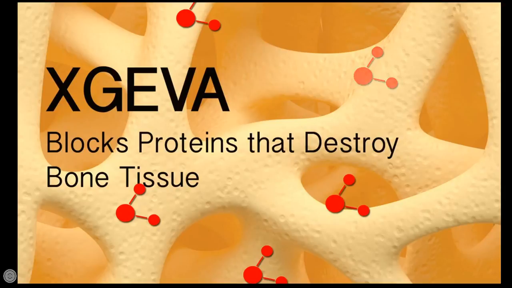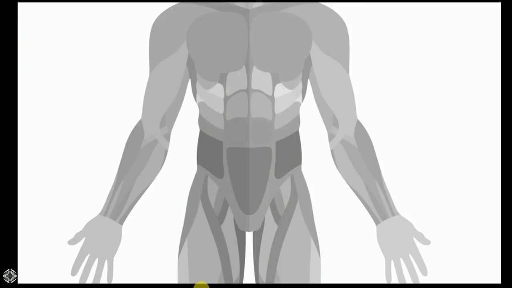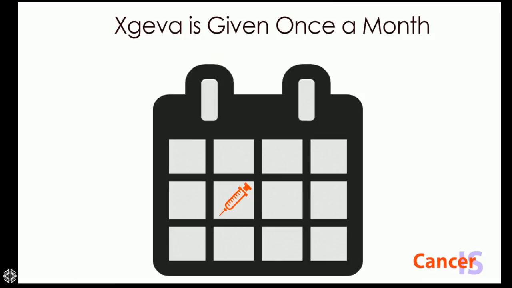Xgeva is an antibody developed in the lab that works on bone cells. It helps to keep bones stronger by blocking proteins that destroy bone tissue. Xgeva is given by a shot under the skin, in the upper arm, upper thigh, or abdomen once a month for as long as it is working or until it is not tolerated.